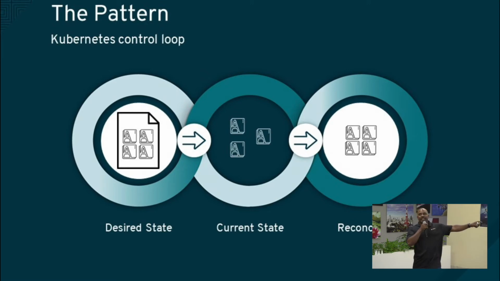Kubernetes has the pattern for us. Kubernetes is built upon this control loop where it has this desired state. You tell Kubernetes what you want your system to look like, and then it has this current state. It looks at what the system looks like now. Here's a desired state, current state. I reconcile them to make them match one another, right? That's the control loop.